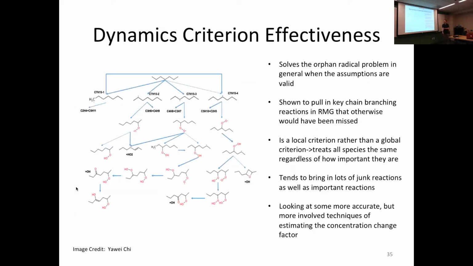There are some sacrifices to this. It does add a lot of species that aren't actually that important to the model, as well as the ones that you need. But it works quite well. So in this case, originally, before using this, they got this much. But with the dynamics criterion, Yawei Che, I think she was in the West group, was able to add all of these chain branching processes and all the O2 additions that produce all of these reactions that produce extra OHs.